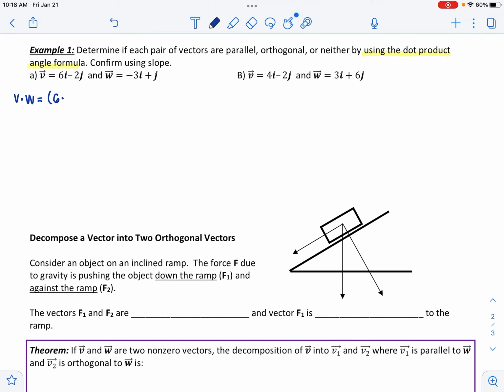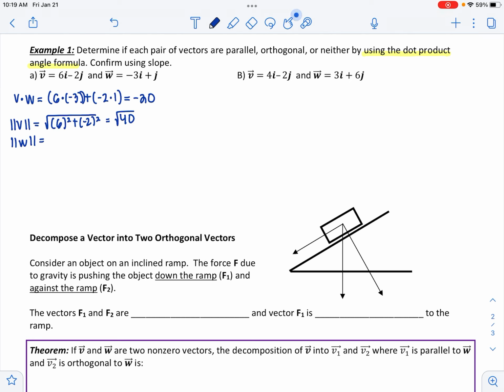All right. So the A value is multiplied, 6 times negative 3, plus the B value is multiplied, negative 2 times 1. So that's negative 18 minus 2, which is negative 20. So the dot product is negative 20. And then I need the magnitude of v and the magnitude of w. The square root of a squared plus b squared: 6 squared plus negative 2 squared, the square root of 36 plus 4 is 40. I'm just going to leave it. If you're like, wait, you can simplify that to 2 root 10, I'm going to end up throwing it in my calculator, so no need.